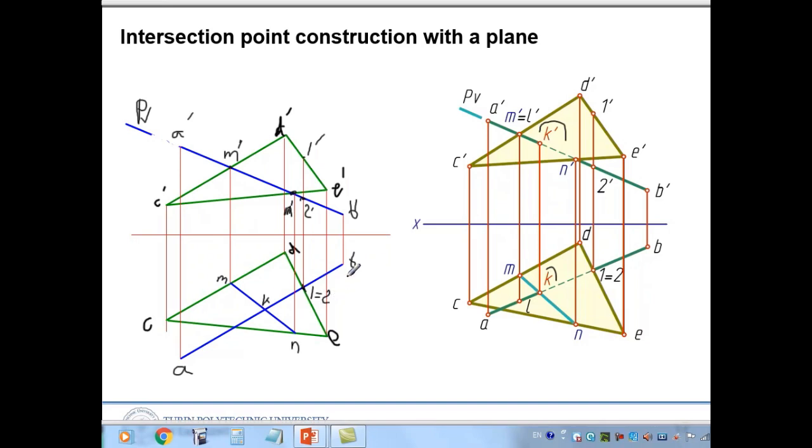Okay, so another point. Okay, so the K point. K point is in between M and N. So we can find a projection of it, M and N. So here is the K point, K dash.